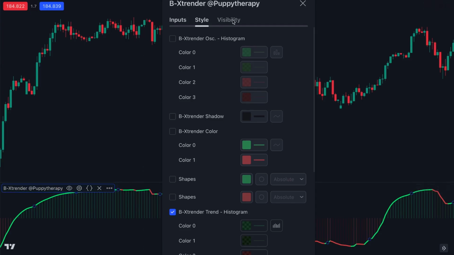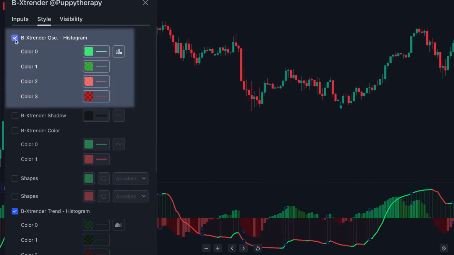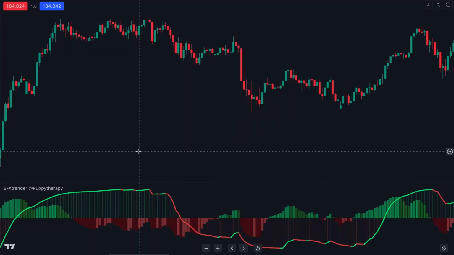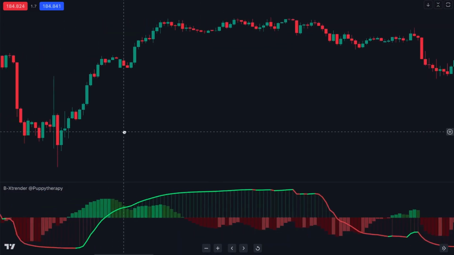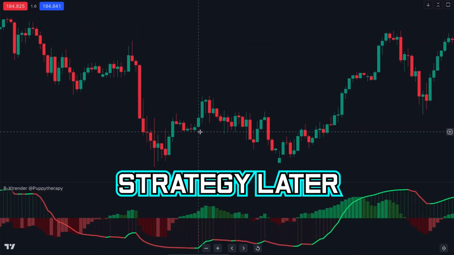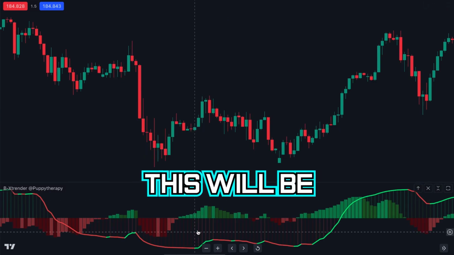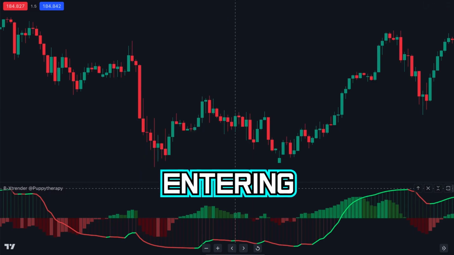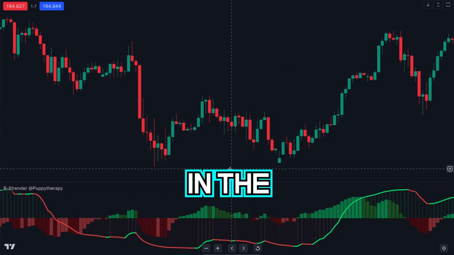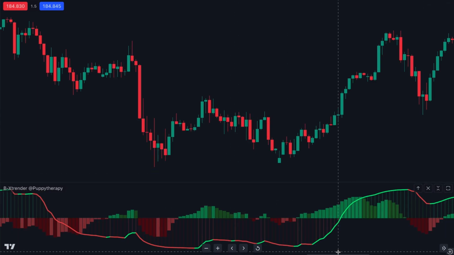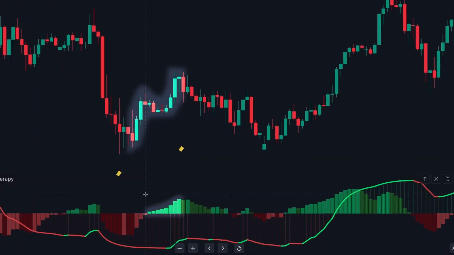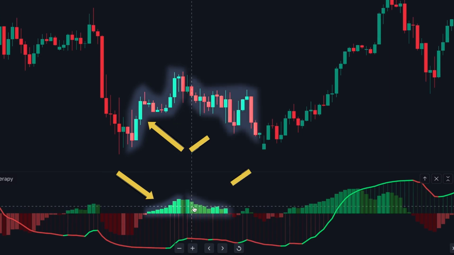Moving on, let's re-enable our oscillator histogram. This will let us clearly see the shifting momentum of price while we are in a trend. For our strategy later in this video, this will be important because we want to ensure we are entering as the market momentum shifts in the direction of the trend. For this aspect, bright colors indicate strong momentum while lighter colors indicate weakening of the momentum.